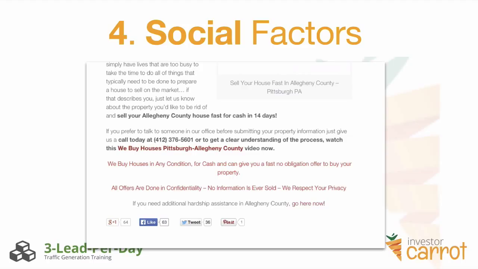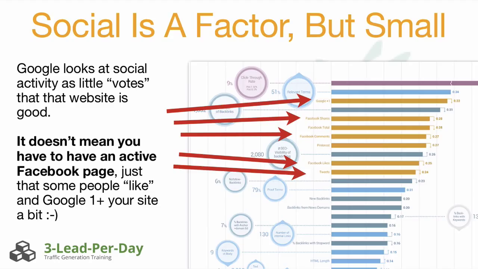You don't need to get 100 of them. You might only need to get 5, 10, 15, 20 of them to have that help you with your SEO long term. Now, with that said, social media is a factor, but it's small. Okay, it is small, but it is a factor. Google looks at social activity like little votes, like I mentioned.